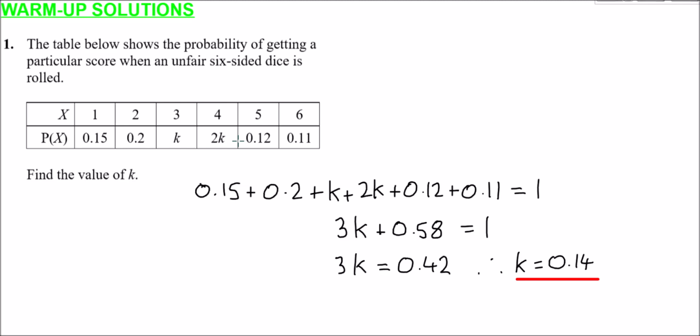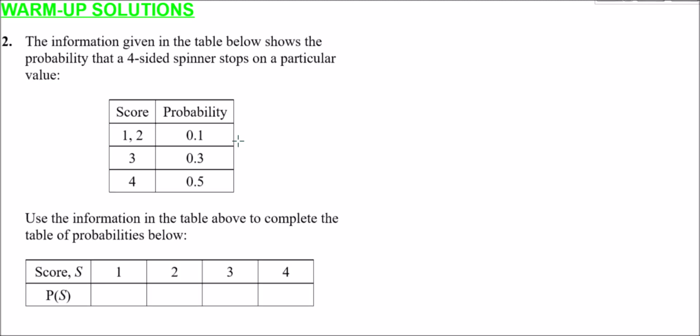Let's have a look at question 2. So question 2, again, we've got these probabilities and scores. This time it's for a four-sided spinner, and we're given probabilities that it's going to stop on a particular value. Using the information in this table above, we need to complete this table of probabilities below. We're told that if a score is a 1 or a 2, the probability of either of those scores is 0.1. So we can add in here 0.1 and 0.1. When it's a 3, the probability is 0.3. If it's a 4, it's just 0.5. So as easy as that for question 2.